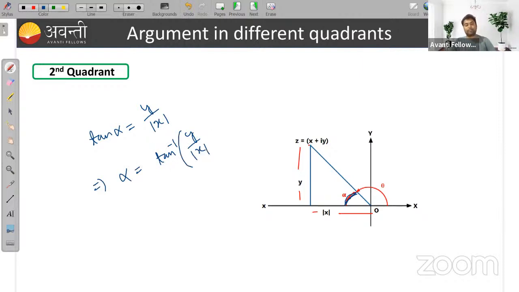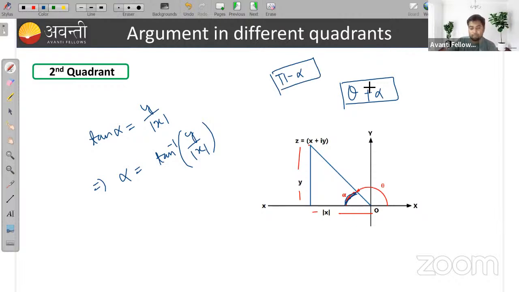So this is my alpha, but it is not my argument. The argument is here. In this case, the argument is pi minus alpha. Or we can say, theta, oh sorry, alpha is not the argument. Pi minus alpha is my argument. So first we need to find alpha, then we can find theta.